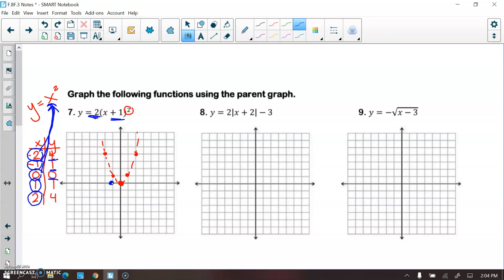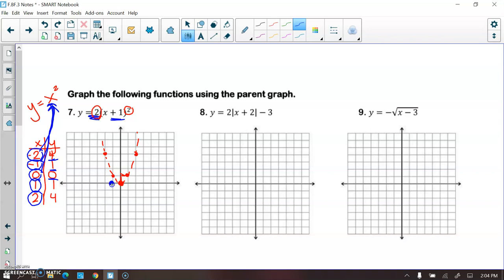Now what's going to happen is the rise from my parent function is going to be multiplied by my stretch of 2. So my rise is up 1, and then my run is over 1 to get to my next point. So I'm going to multiply my rise by that stretch of 2. My rise was 1, and 1 times 2 is 2.